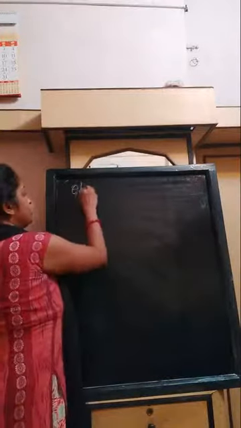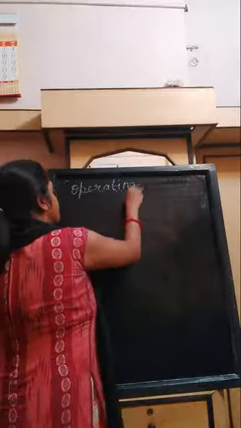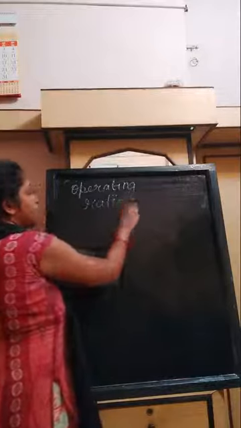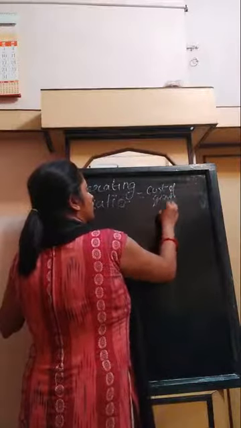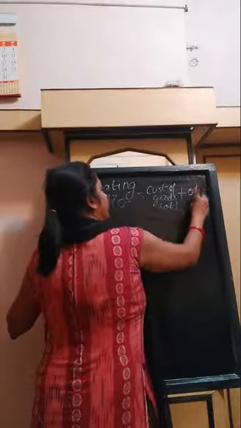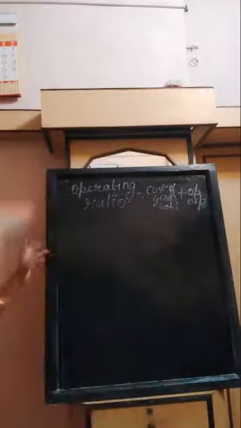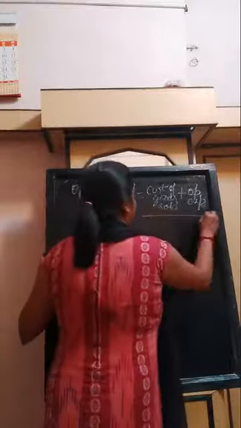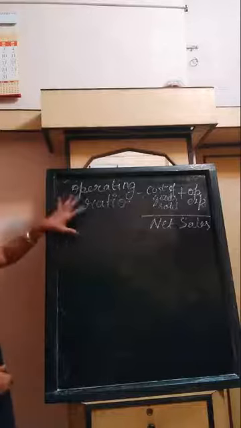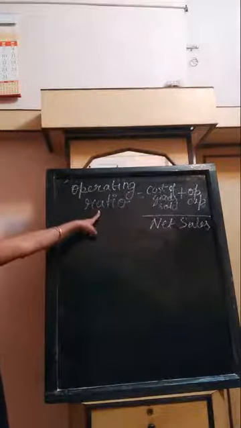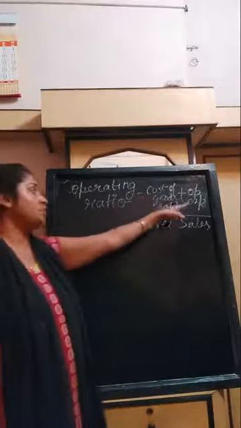Next is operating ratio. My next topic is operating ratio. What is the formula of operating ratio? The formula of operating ratio is cost of goods sold plus operating expenses divided by net sales. So this is the formula of operating ratio. This is also a very important profitability ratio. Cost of goods sold plus operating expense by net sales.